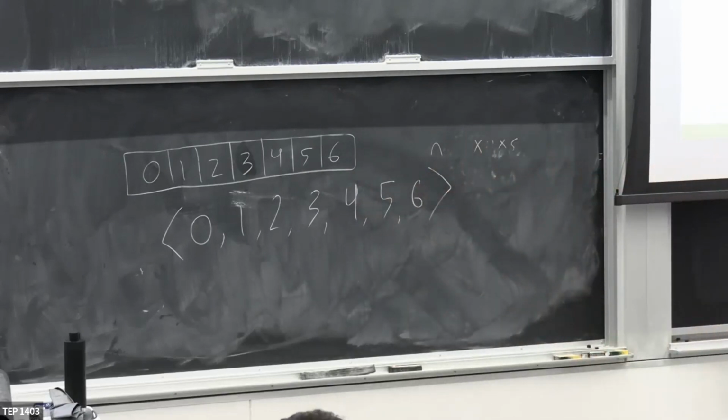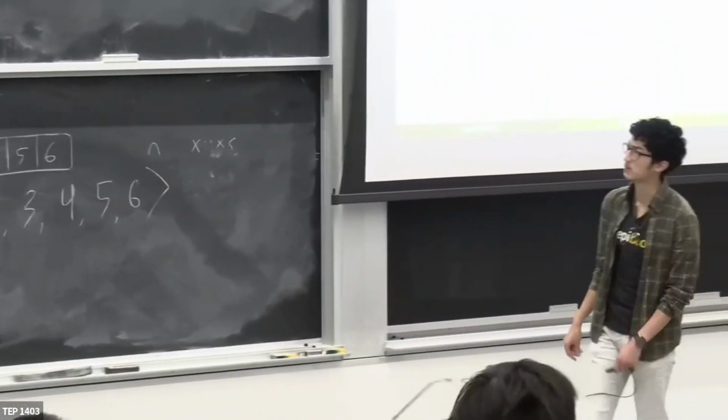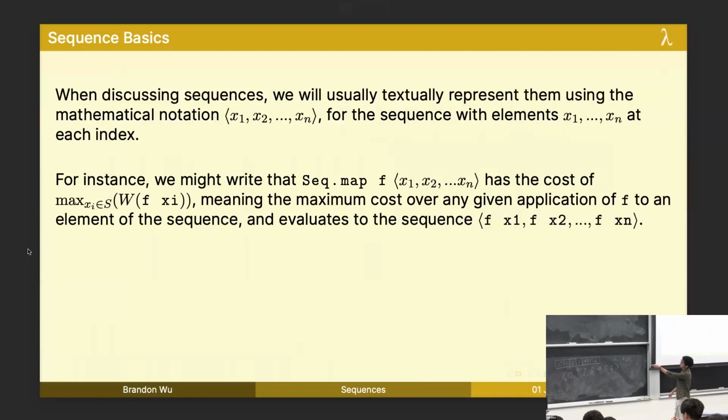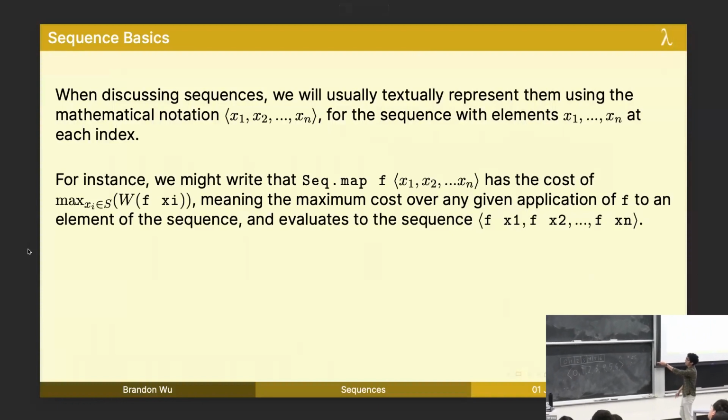Okay, so this is just how we choose to denote them in math, because otherwise we don't really know how to write it out in text. And then, for instance, we might write that seq.map f on this sequence right here has this cost where I maximize my x over all things in the sequence. The work of that, that should actually be the span, sorry, has the span of the maximum here.